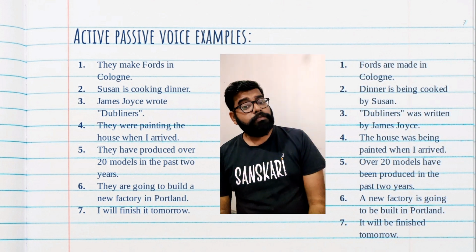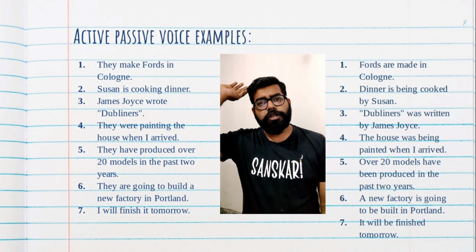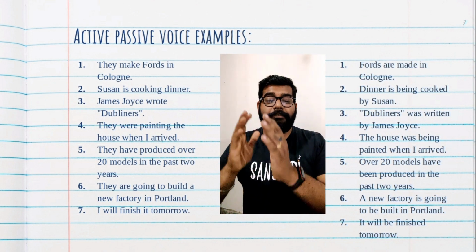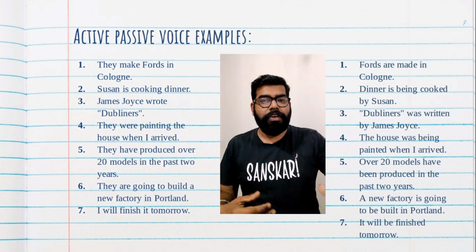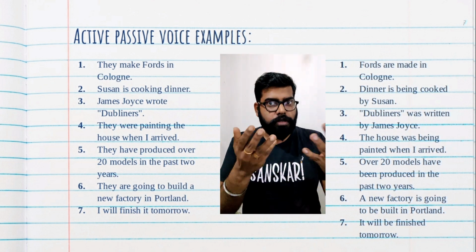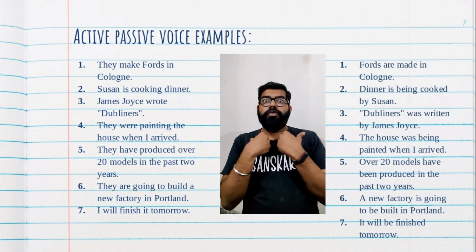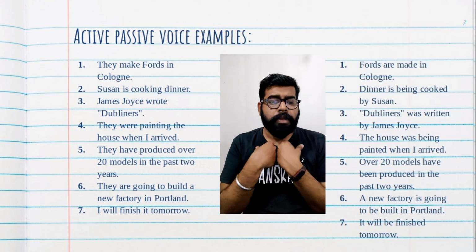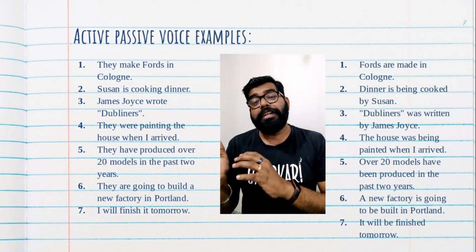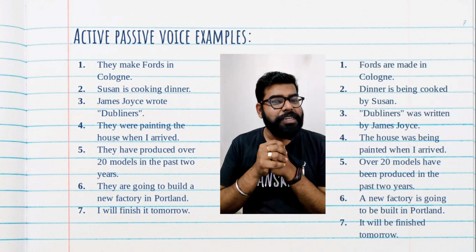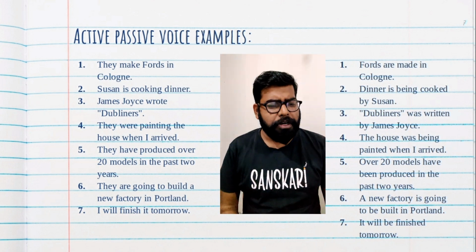Okay? Fifth one, they have produced over 20 models in the past 2 years. Again, they have produced over 20 models. We have a doer, we have a receiver. They have produced, in present perfect tense, they are the doer, over 20 models, receiver. What has been produced? Over 20 models. In the past 2 years will just be copied blindly. So it'll become over 20 models have been produced in the past 2 years. No need to write by them. Even if you write by them, it's not wrong though, but you can ignore it. No need to write it.